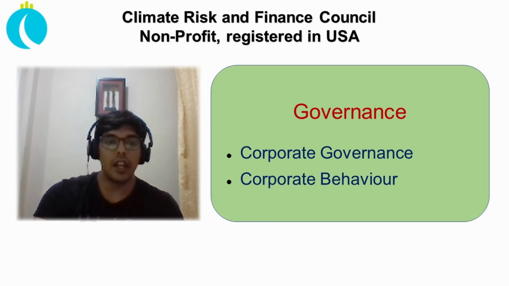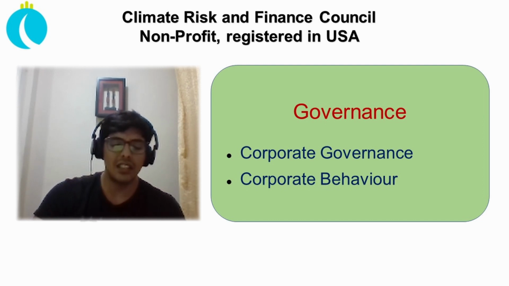The third category is governance. Governance is further divided into two subcategories. The first one is corporate governance. These look into the composition of the board, executives, ownership, and accounting practices. Corporate behavior looks into business ethics and things like tax transparency.